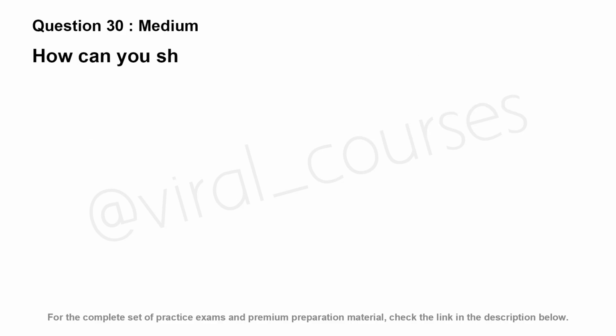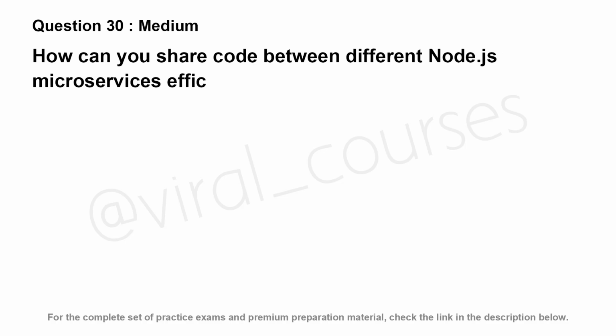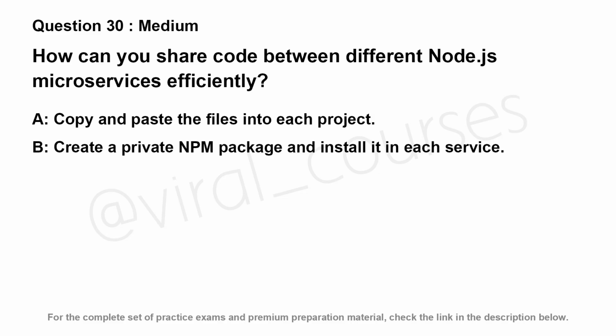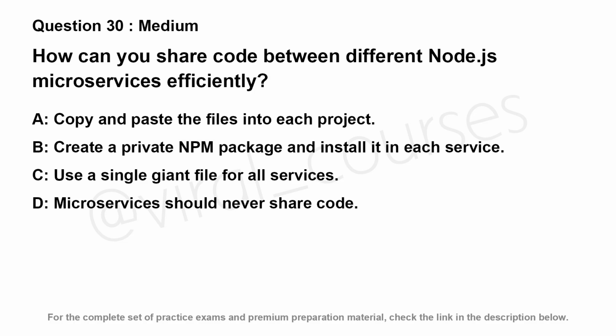How can you share code between different Node.js microservices efficiently? Option A, copy and paste the files into each project. Option B, create a private npm package and install it in each service. Option C, use a single giant file for all services. Option D, microservices should never share code.